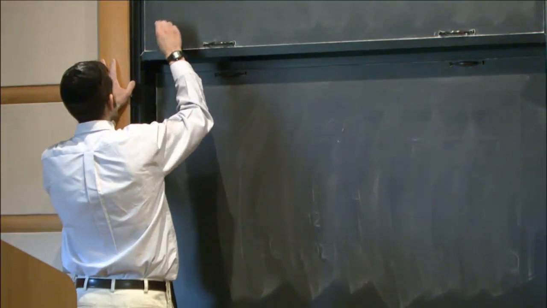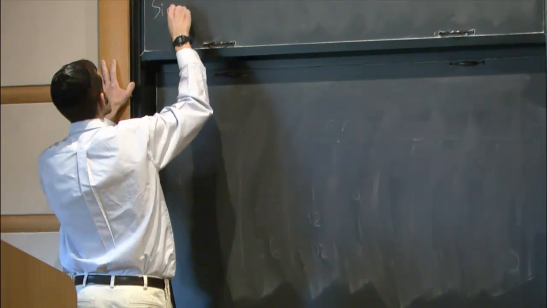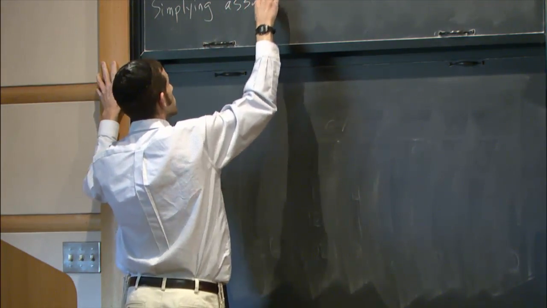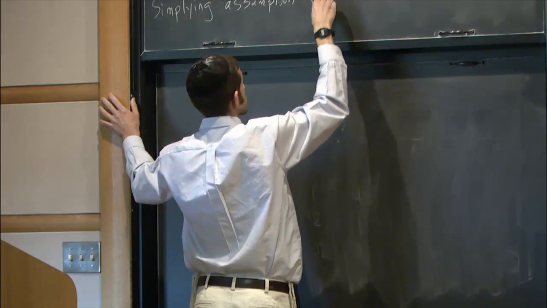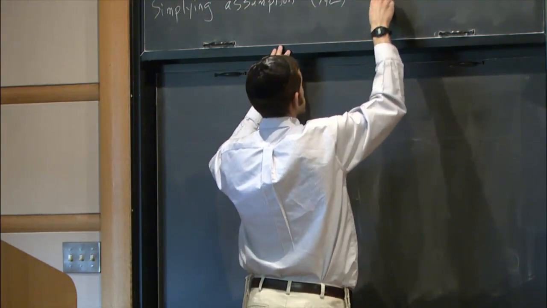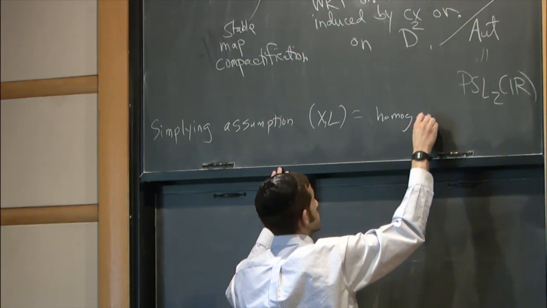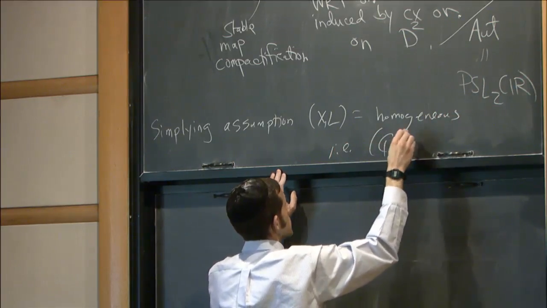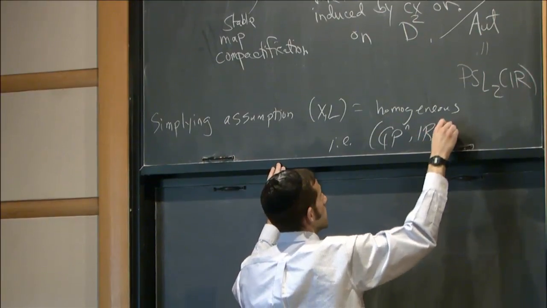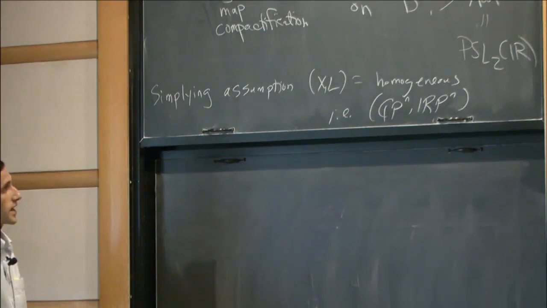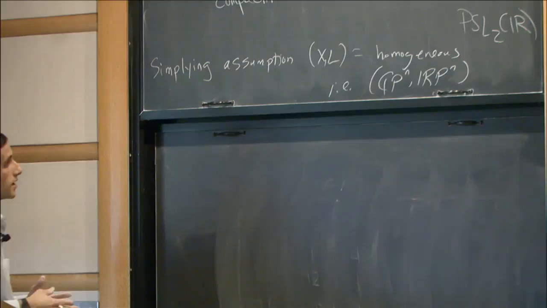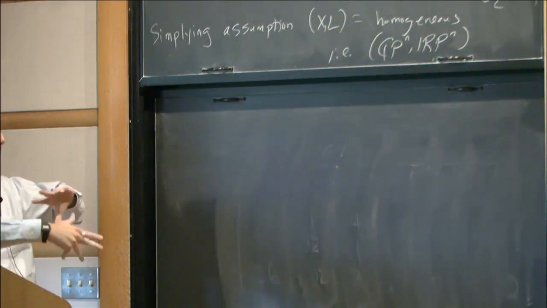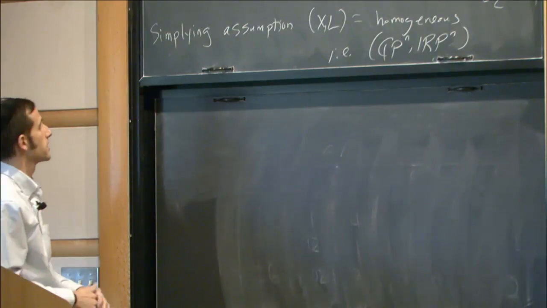So, simplifying assumption, say XL is homogeneous. So for example, CP^n and RP^n. I don't want to say the exact requirements because I don't have much time. Basically, you have to have a large group action, which still remains large enough when you look at just a subgroup which preserves the Lagrangian.